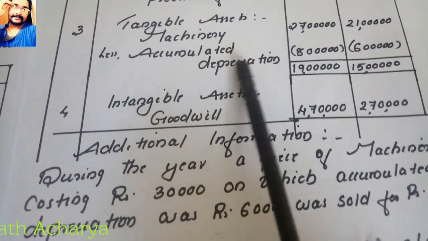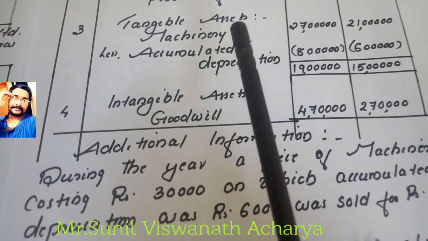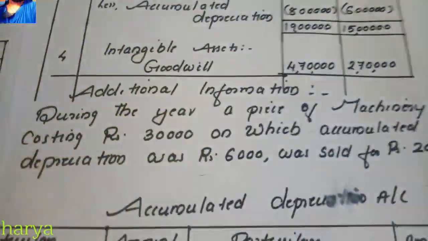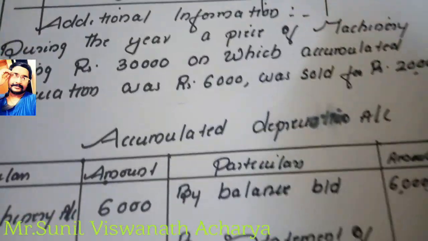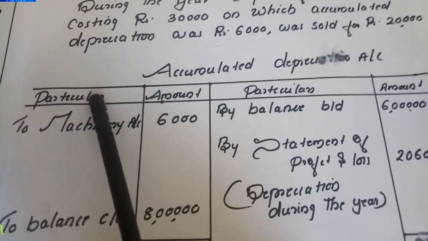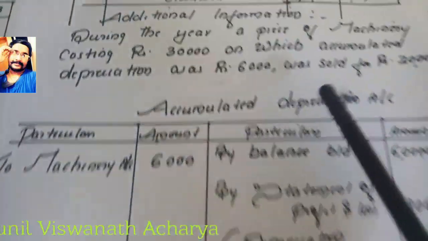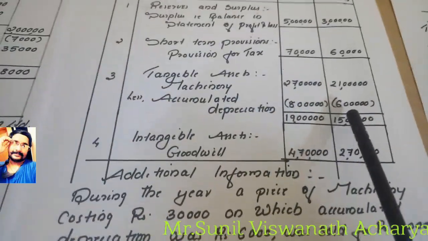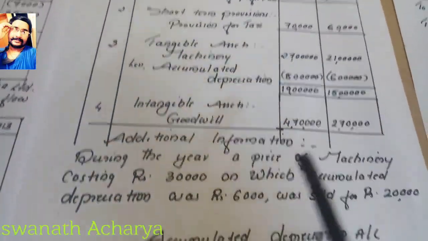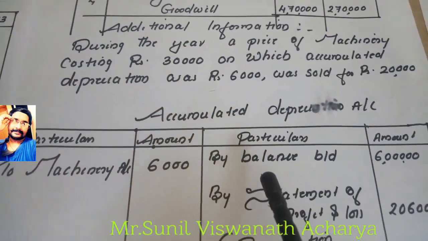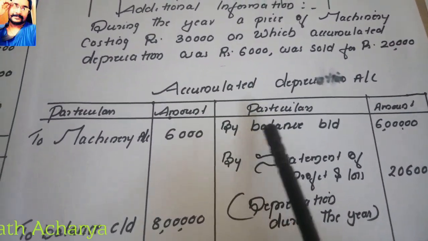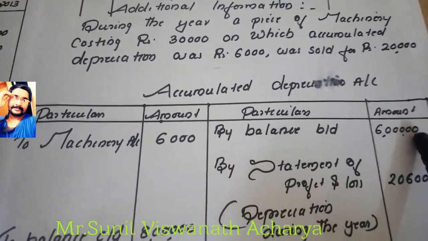Related to tangible asset, if any additional information is given, as we have already studied, we have to prepare the concerned asset account. Here accumulated depreciation is maintained separately, that is why we have to prepare the accumulated depreciation account as well as the asset account. So now we can prepare first the ledger account. I will show you first the accumulated depreciation account. Format we know, ledger format, particulars and amount. Accumulated depreciation, first year amount is given as 6 lakh, second year amount given as 8 lakhs. We know accumulated depreciation is a liability, credit balance, so the opening balance we will write on the credit side as by balance brought down 6 lakh.